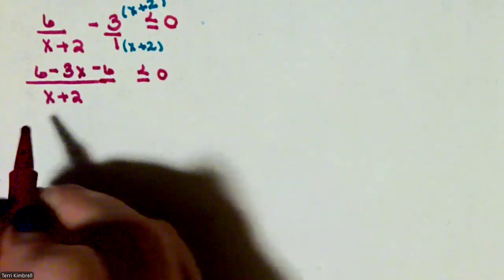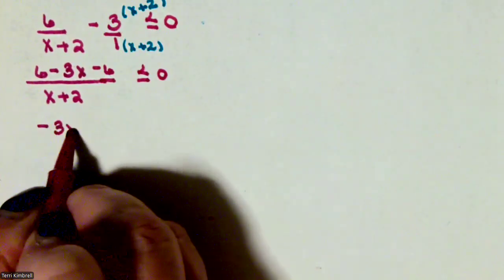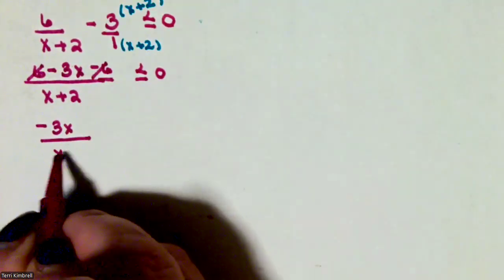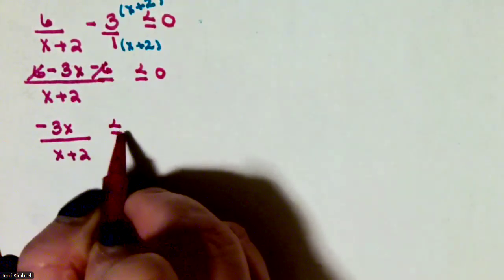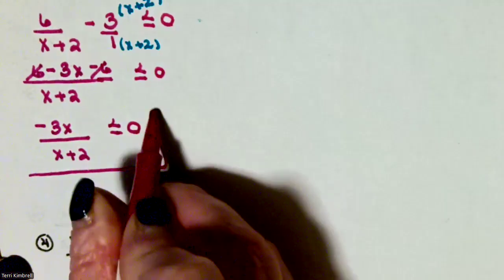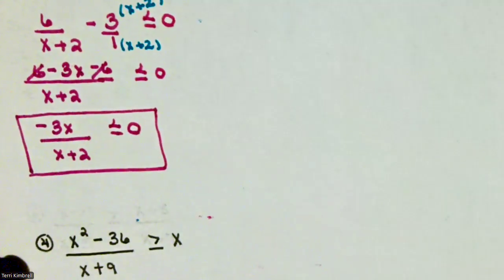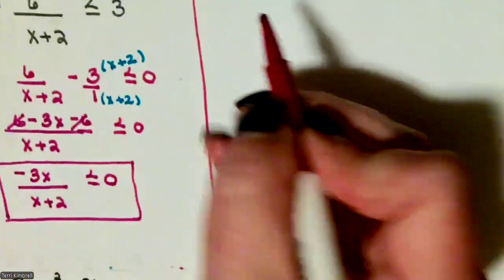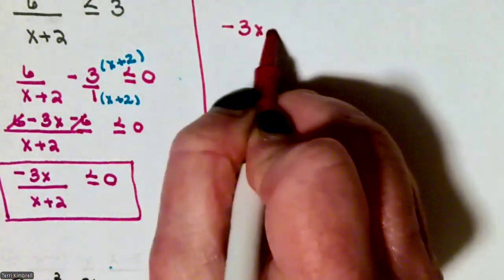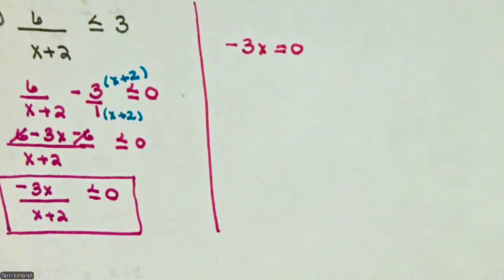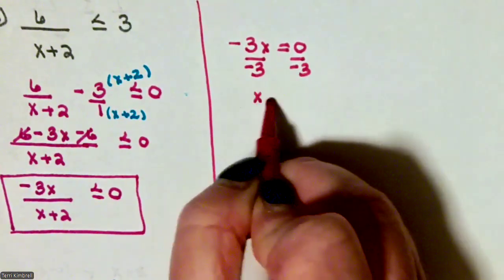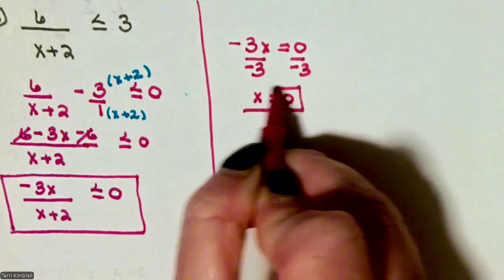Then I'm going to put my like terms together. So I get -3x. The 6 minus 6 cancels over x plus 2. So now I have the fraction on the left side by itself. Okay, I'm going to take the numerator, which is -3x. I'm going to set that equal to 0 and divide. So x would come out to be 0.